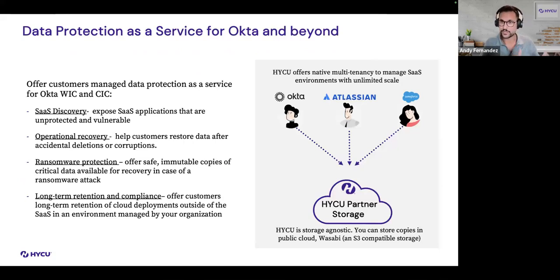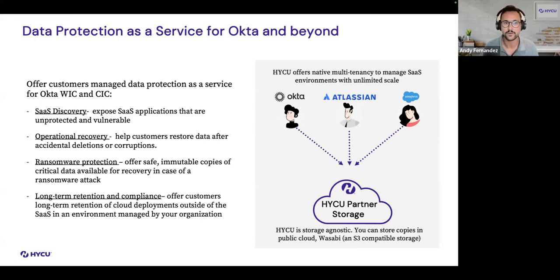Now, visualization is one thing. This is how you're able to solve a specific problem for customers. But when they see these SaaS applications unprotected, what can they do? Well, at HYCU, we built a full multi-tenant experience for MSPs to be able to offer data protection as a service, not only for Okta, but for so many other SaaS applications and cloud services.